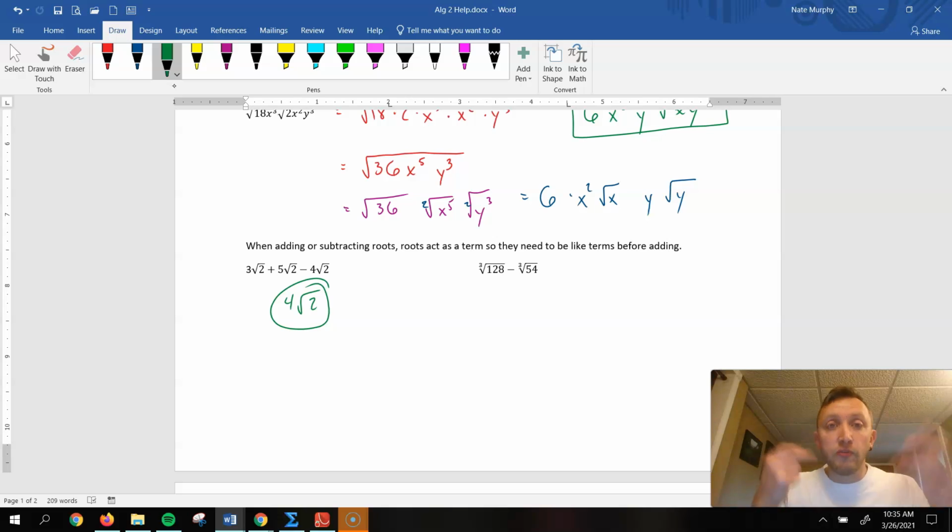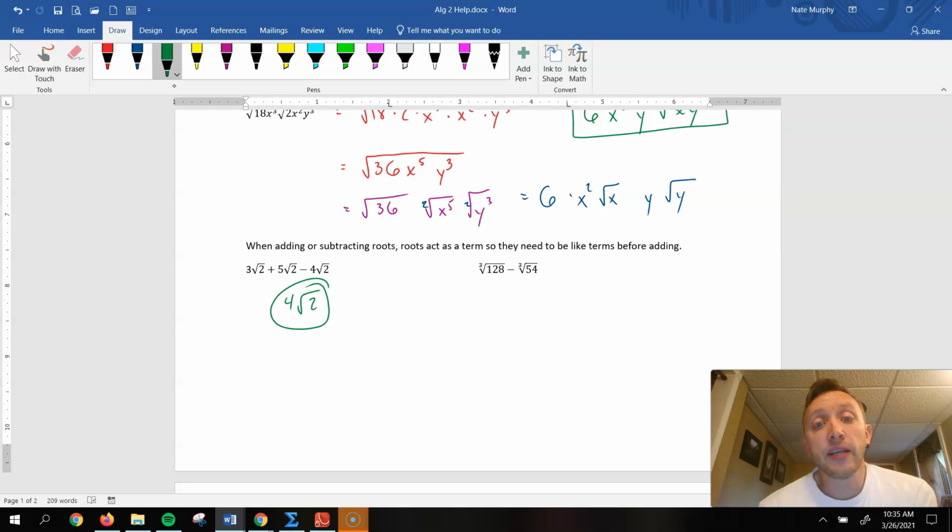If you had 3x plus 5x minus 4x, your answer would just be 4x. You've done it so often you don't wonder, wait a minute, what about the x's? How do I add? You added those together already by saying that you had 3 of them, you had 5 of them, and you took away 4 of them. So you had 8 and you took away 4 to get 4x. Same thing here. We have 3 square roots of 2, we have 5 square roots of 2, and we're taking away 4 square roots of 2. So it's just like working with x's.